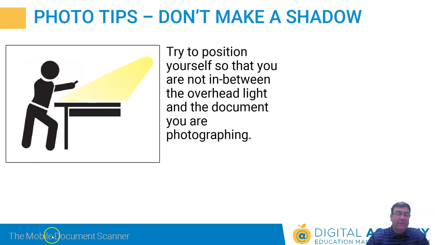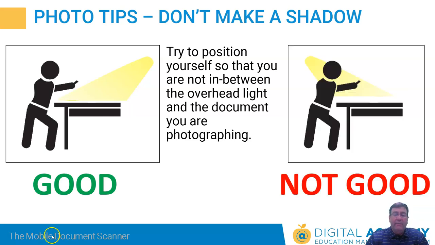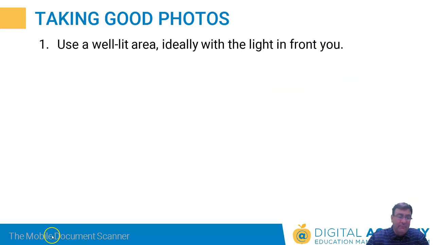First of all, try to position yourself so that you are not in between the overhead light and the document you are photographing. In this case, you can see the light is off to the right, and the person is off to the left, assuming the document's on the table. That is a good way to do that. You don't want to have the light behind you because that will create a shadow. If it's directly overhead, try not to lean over the document. Try to take it from a bit of an angle.